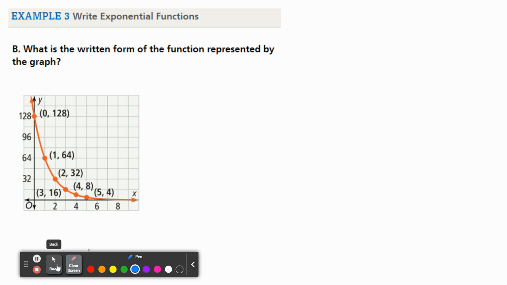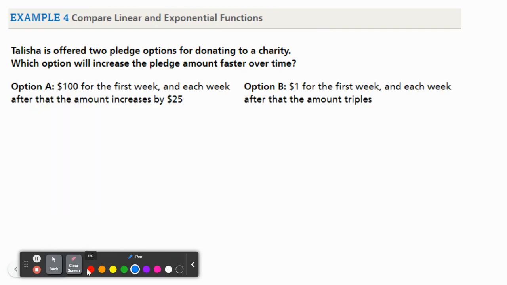All right, last but not least, number 4. Compare a linear to an exponential. This is an important idea. The state test loves this. Talicia's offer 2 pledge options for donating to a charity. Which option will increase faster over time?